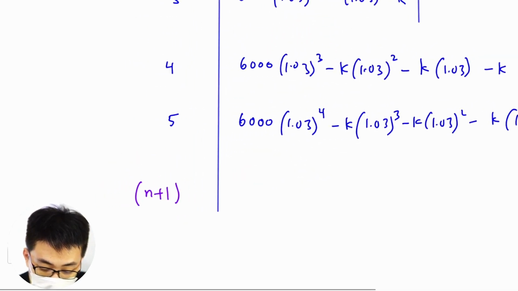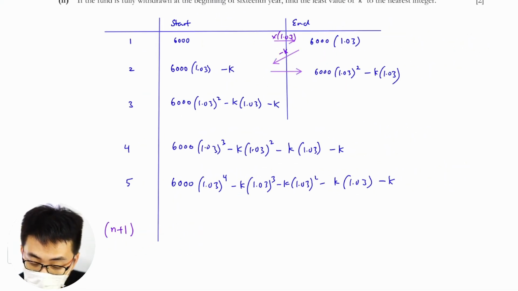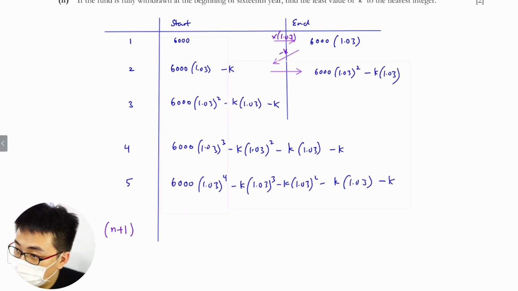There are two parts here. Usually there are two parts. This kind of question, when they compound and then withdraw every subsequent year. One part is normal pattern recognition at the front. Behind here is GP.